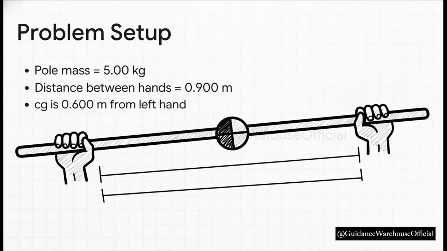Let's take that couch analogy and back it up with the actual math to prove who is doing more work. Here is the setup. We have a 5-kilogram pole. The vaulter's hands are placed 0.900 meters apart. The pole's center of gravity is 0.600 meters from the left hand, which means it's 0.300 meters from the right hand.